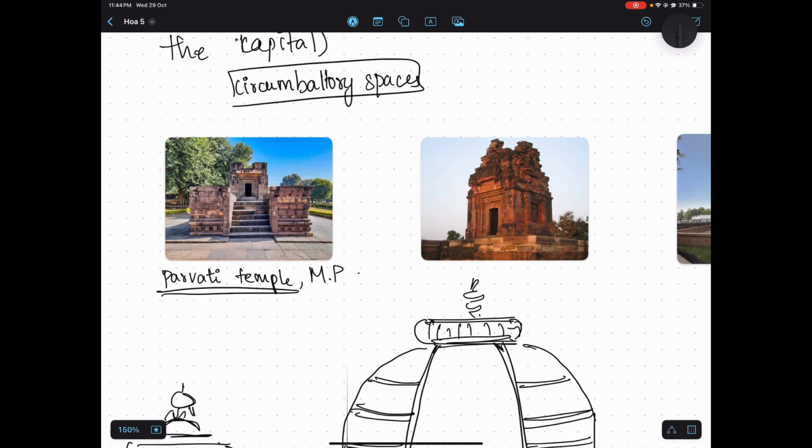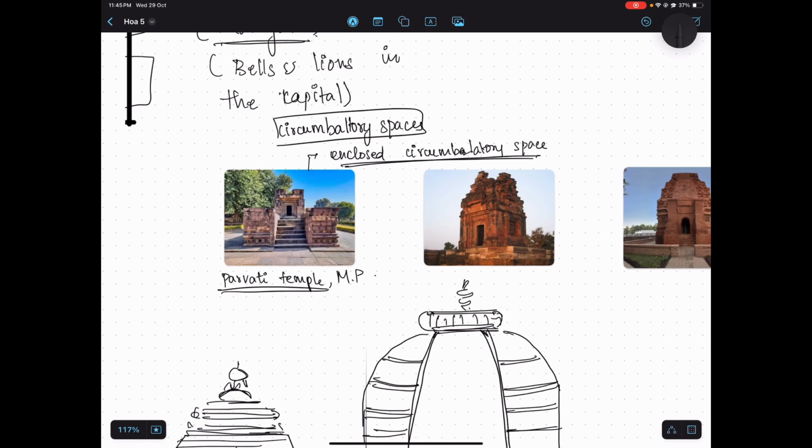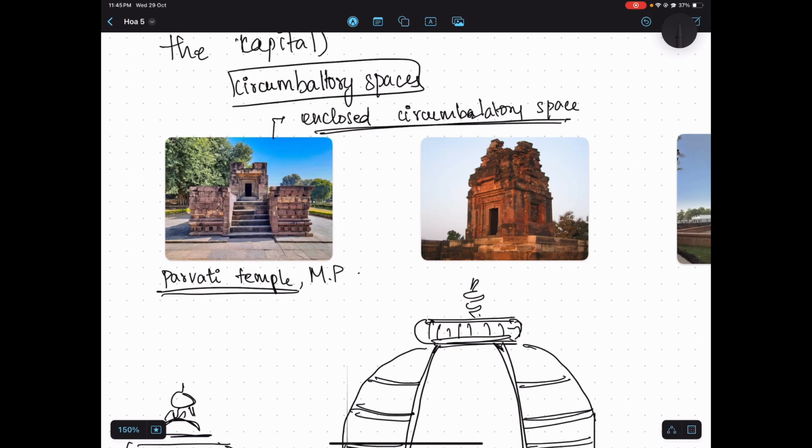So this had an enclosed circumambulatory space. Circumambulatory space is where you go around the Garbhagriha. It is the Pradakshina, where you take the Pradakshina.